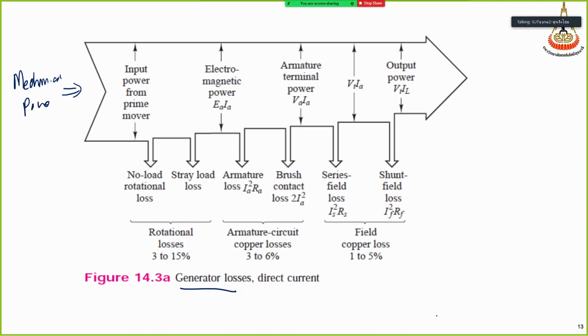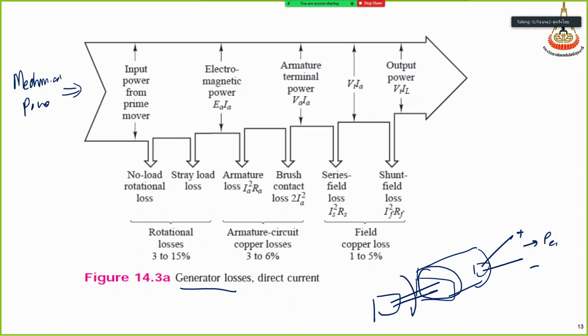Right? To drive this machine. If we have output plus minus DC power, and we need to drive it by some mechanical power, P mechanical here. We write this P mechanical as an input, from the prime mover here.